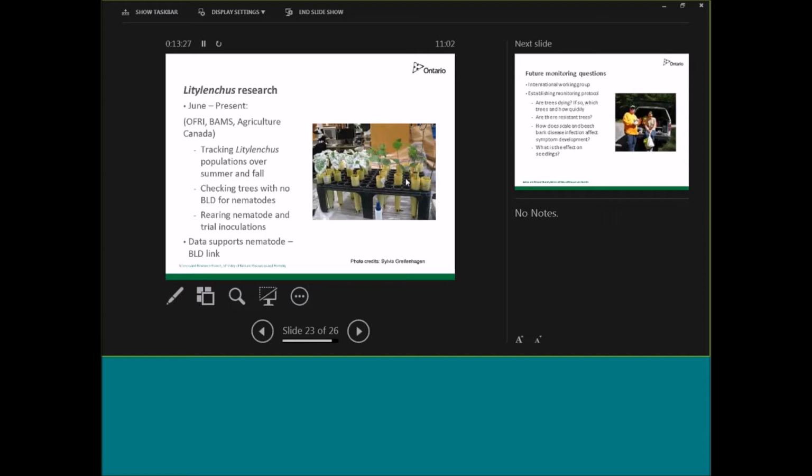We're also working with Dr. Yu to rear the nematodes and to learn how to inoculate the trees with it so that way we can look at this in the lab as well. Be a lot easier to study. So far the data that we've been able to generate, the data that's coming from the states supports that this nematode is a causal agent of beech leaf disease.